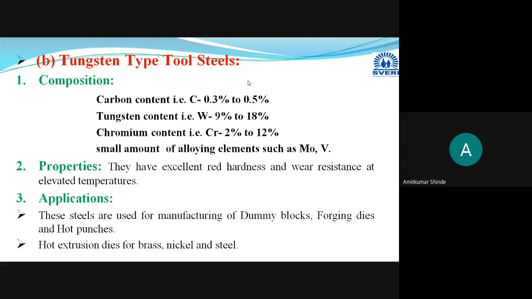Now here, specifically in tungsten type tool steels, these are used in the manufacturing of dummy blocks, then forging dies and different hot punches, then different dies used in the extrusion process for brass, nickel, steel and their alloys, and different alloy steels also.